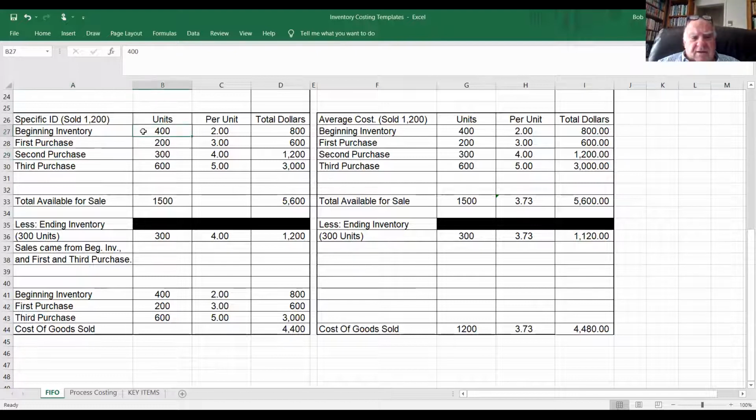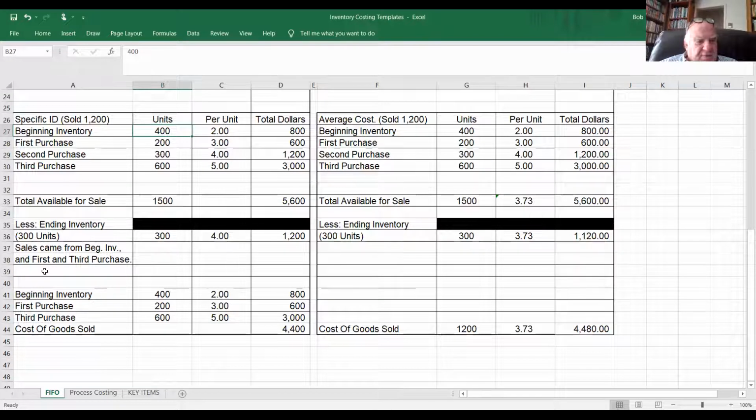So specific ID is pretty easy. They're telling you where the goods originated. So in my little example here, I'm saying we have sold the following. Let me do it this way.